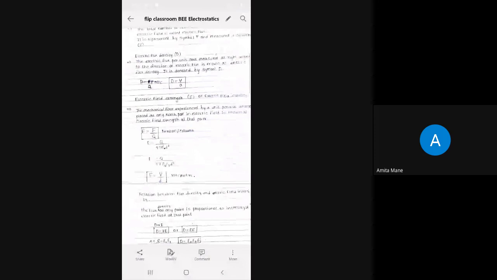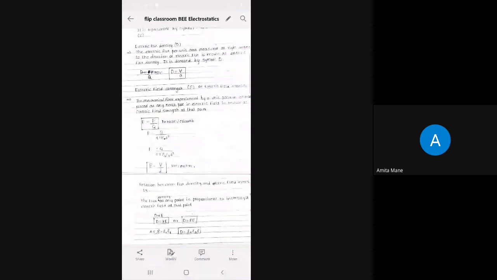Electric flux density. Electric flux per unit area measured at right angle to the direction of electric flux is known as electric flux density, and its symbol is capital D, and we will derive an expression as capital D is equal to psi upon A or Q upon A.